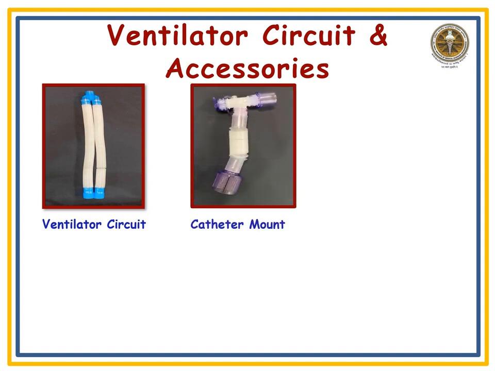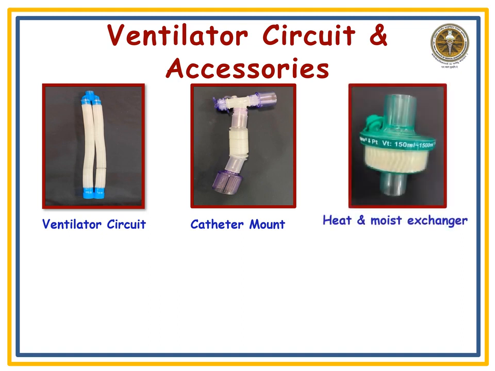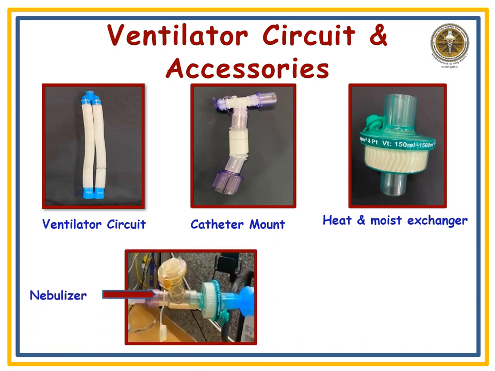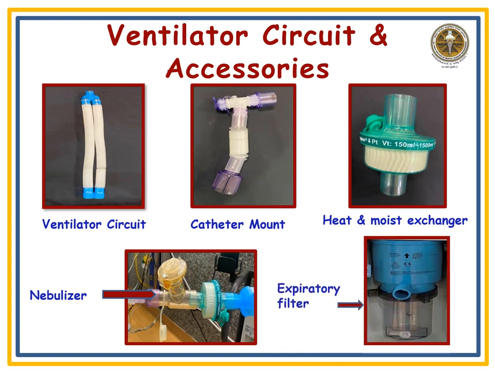The next one is your catheter mount. The catheter mount is the connecting link between the ventilator circuit and the ET tube of the patient. Next one is your bacterial filter or HME filter, that is heat and moisture exchanger. We are using 2 HME filters in the circuit. Next one is your nebulizer. This is a T nebulizer or a fogger we are using in the closed circuit system. Next one is your expiratory filter. This expiratory filter is already fitted in the assembling unit of the ventilator.